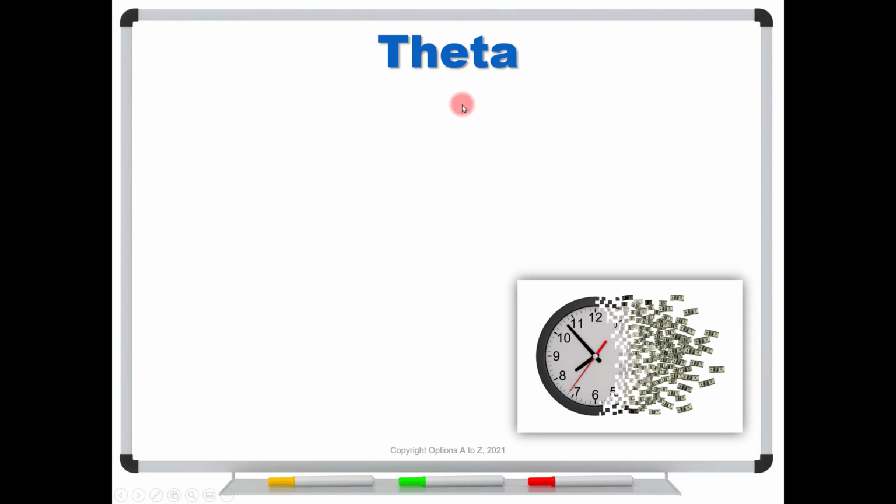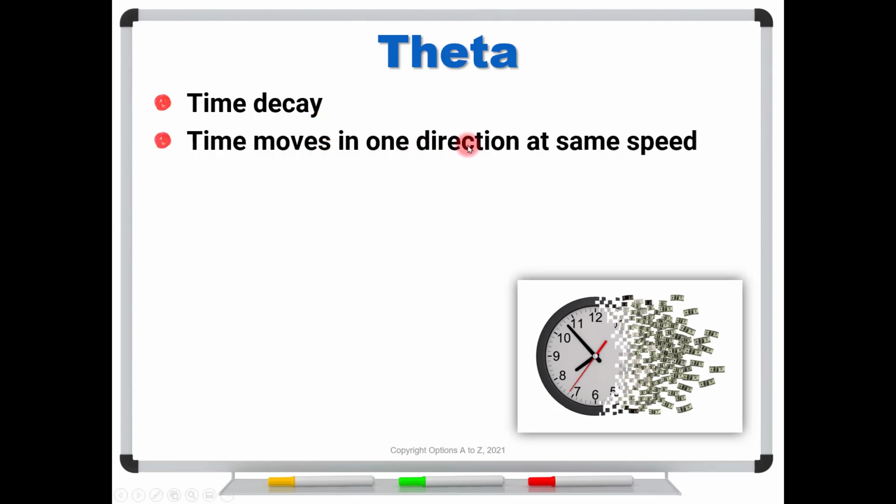Now, what about theta? Theta, of course, is our time decay. This is the one that everybody thinks is the big risk. I would be willing to bet if you asked 100 options traders, virtually everybody would say that it's theta. But think about it. Theta measures the effective time on your option. How much does your option lose per day or per unit of time? But time moves in one direction at the same speed. In 30 days, it's not a surprise to anybody that 30 days have passed.